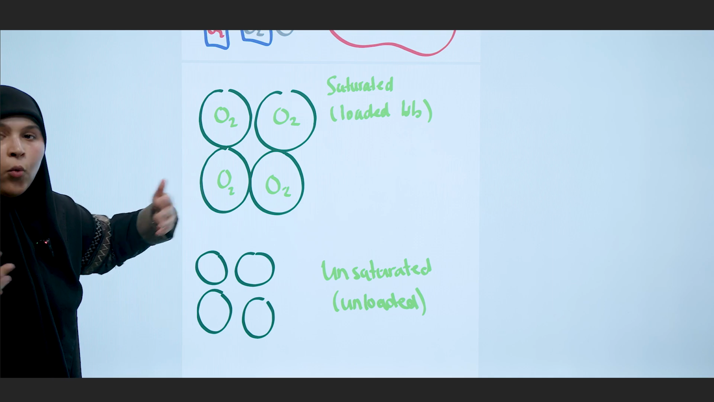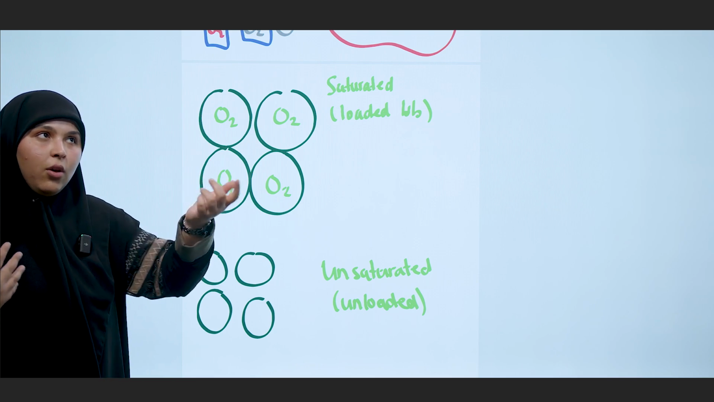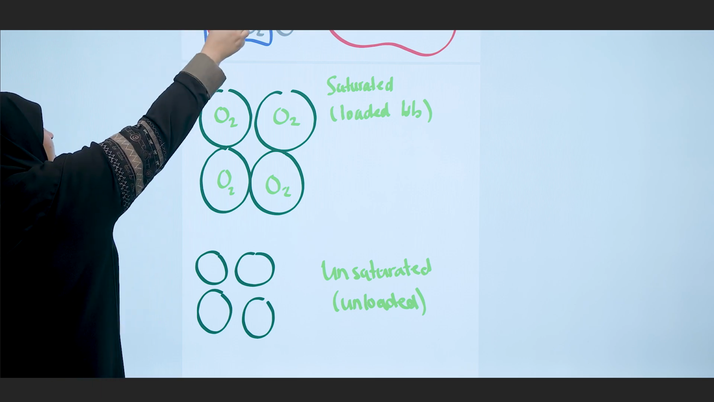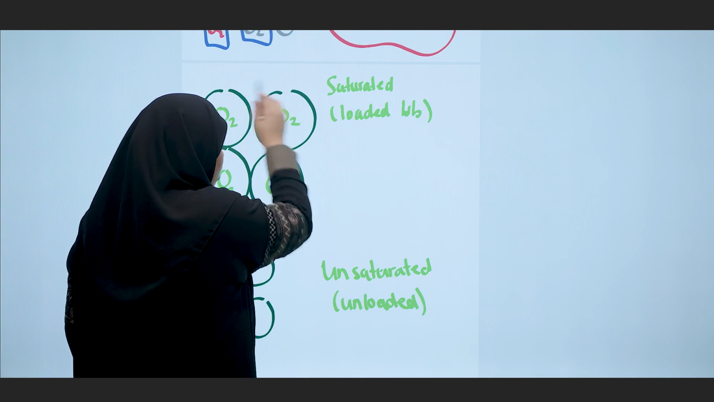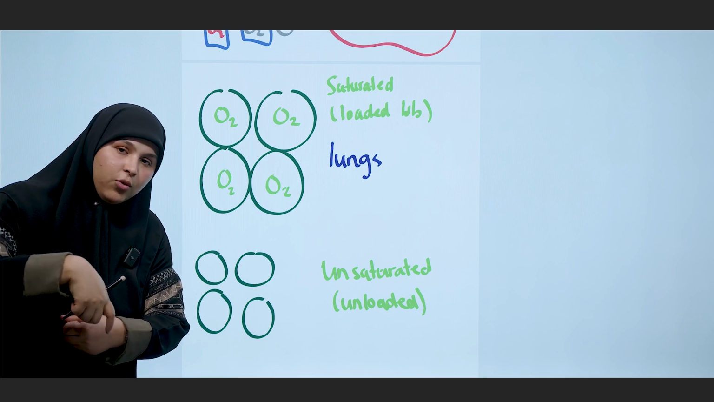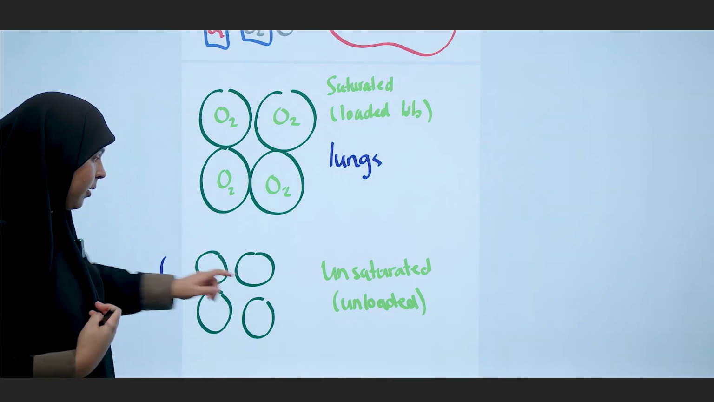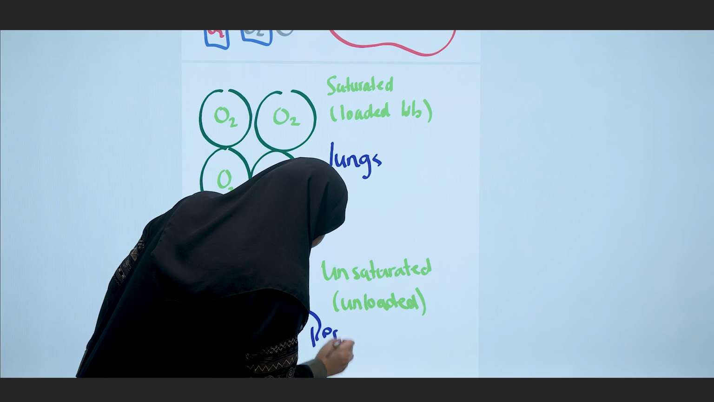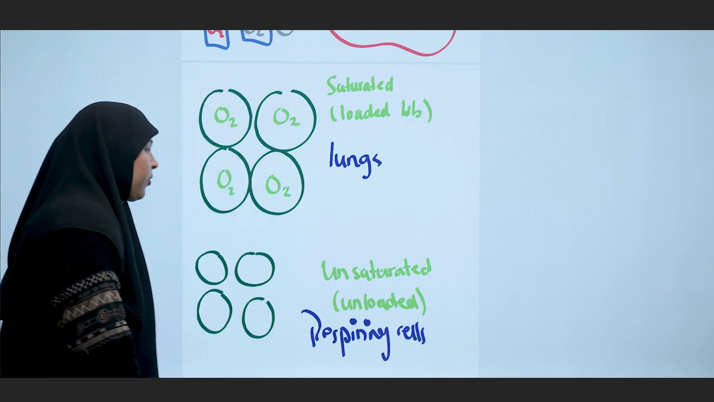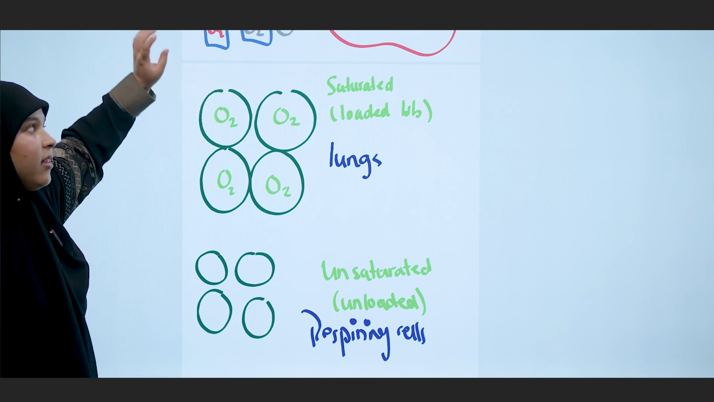Usually, if you're going to think about this, where is the site in our body that contains the highest concentration of oxygen? It's going to be where oxygen comes in in the first place, right? It's going to be where? In our lungs. So it's going to be 100% saturation or loaded in the lungs. And where do we need to drop this oxygen? We need to drop it into the respiring cells, right? The cells that will break it down in aerobic respiration. So this is going to be respiring cells, cells undergoing aerobic respiration.